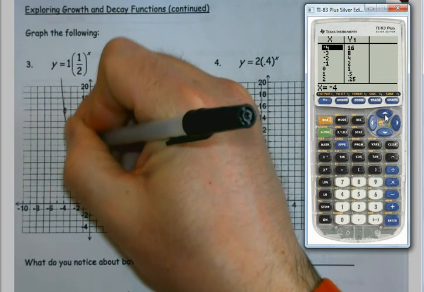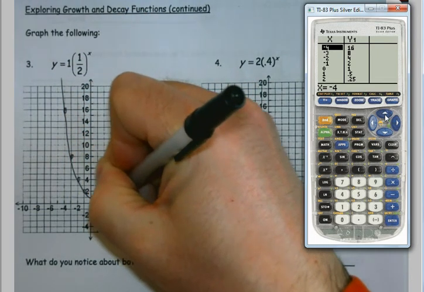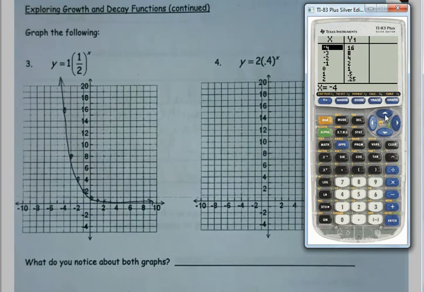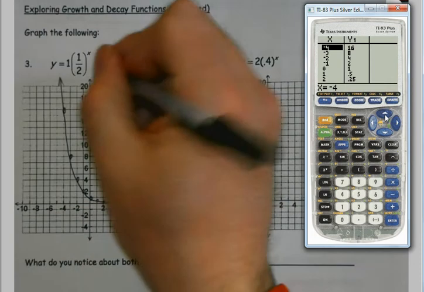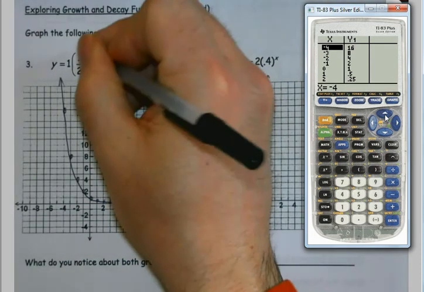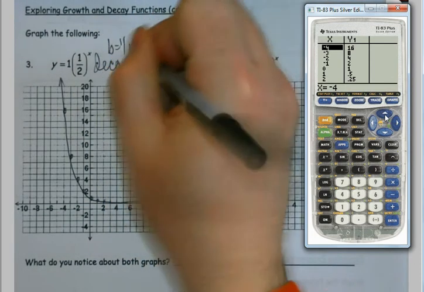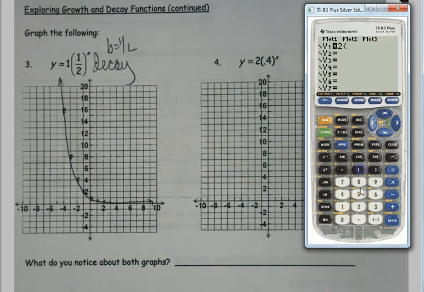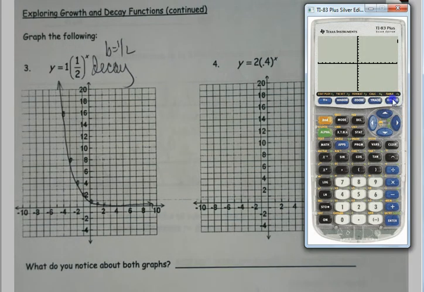Because then decay as I go to the right goes down. But again, it's never going to go below my x-axis because the value never goes below 0. But again, I notice it's decay because I notice the b value is less than 1. And that same thing is going to happen on the second one. 0.4, definitely less than 1. I look at it. Yep, still going down to the right.